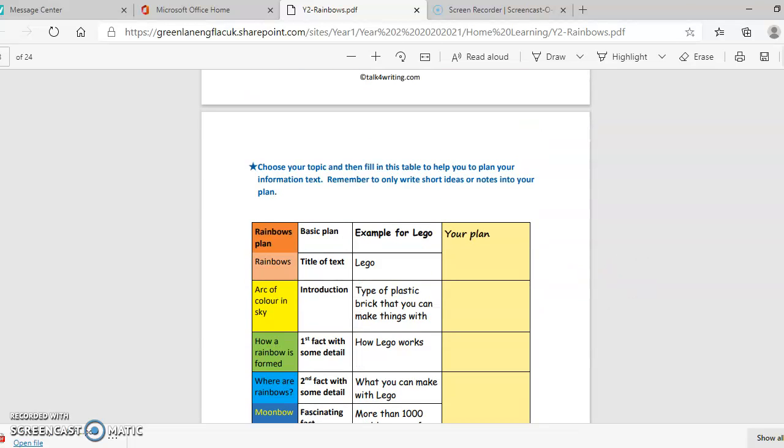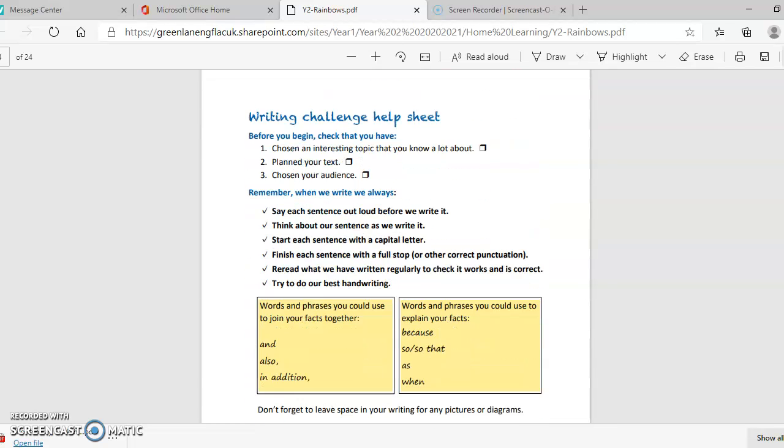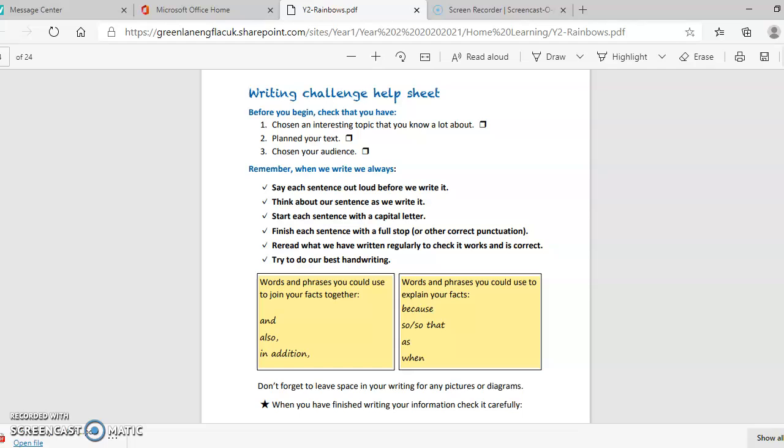So you'll need to look at your plan and then write down your information text. It might take you a while to do this, so you could keep breaking off if you want to, and making sure we're taking our time with this. It's a bit of a bigger challenge to do today, with your pictures, so you might need to do your writing first, then break off, and then come back and do your pictures, because I want to make sure it's all neat and it looks amazing, okay?